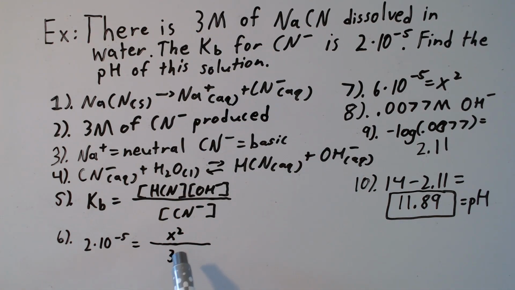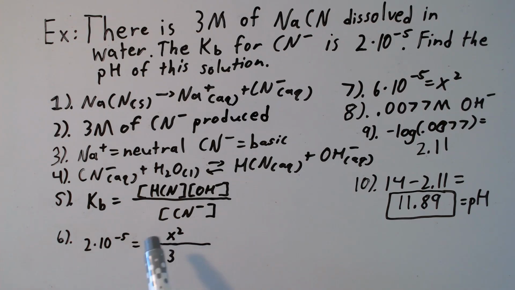And remember, we don't include this minus x right here because the initial concentration of CN minus is more than 100 times greater than its Kb of 2 times 10 to the negative fifth. There's such a little change in the concentration of CN minus that it doesn't really matter. And on the top we have x squared, because x times x is x squared.